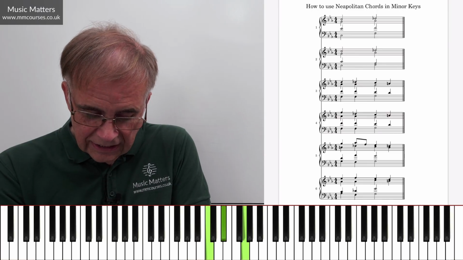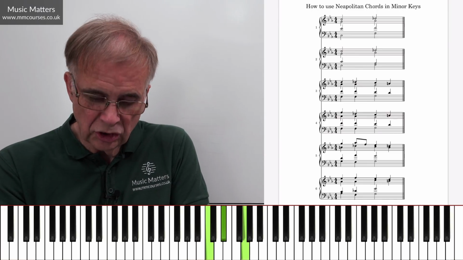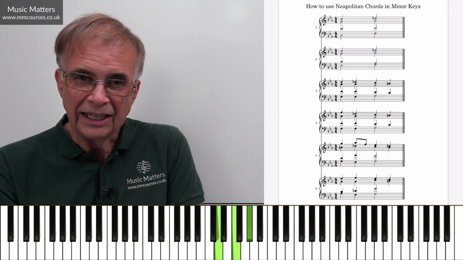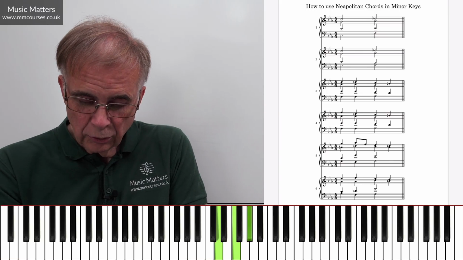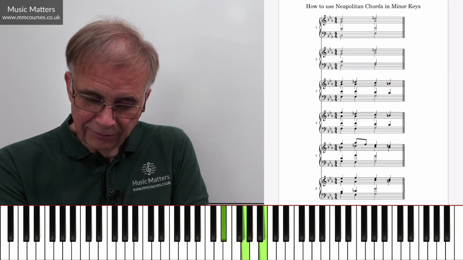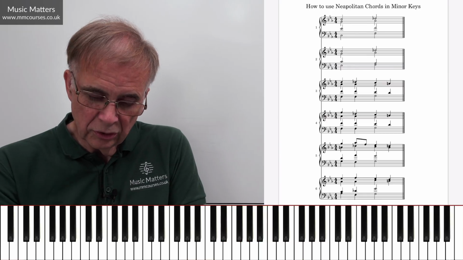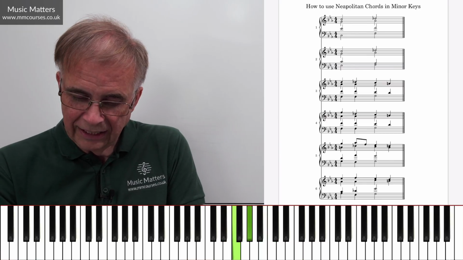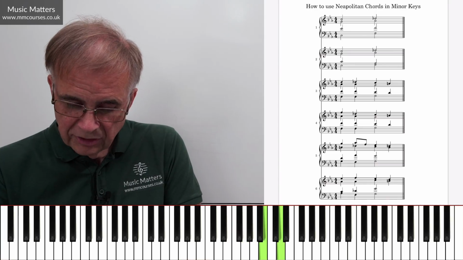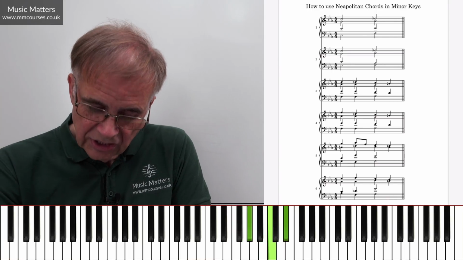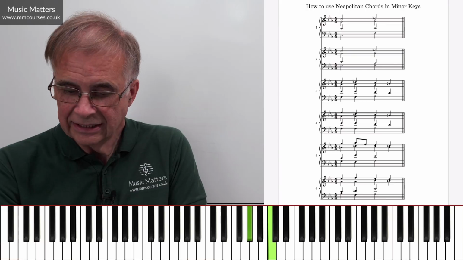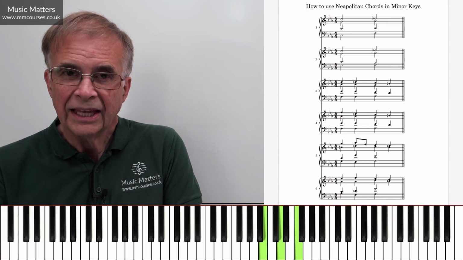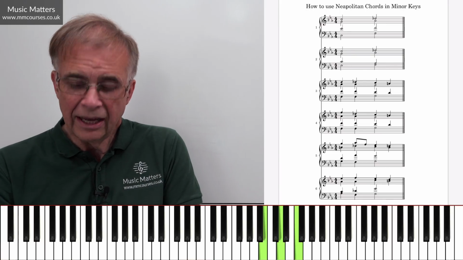So chord 1 is C, E flat, G. Chord 2 is D, F, A flat. Chord 3 is E flat, G, B natural. Chord 4 is F, A flat, C. Chord 5 is G, B, D. Chord 6 is A flat, C, E flat. Chord 7 is B, D, F.